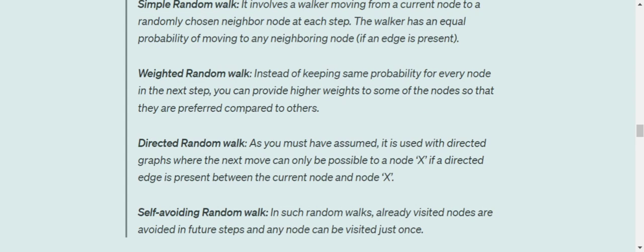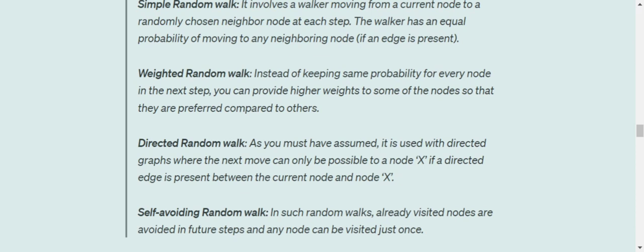Directed random walk, as you must have understood, is where the walk happens in a particular direction. It is used majorly with directed graphs where we have directed edges. The next move is only possible to a node X if a directed edge is present between the current node and node X, else you can't move.